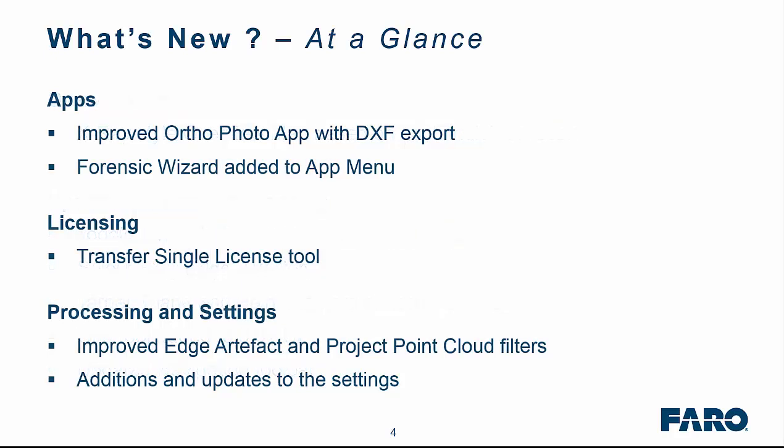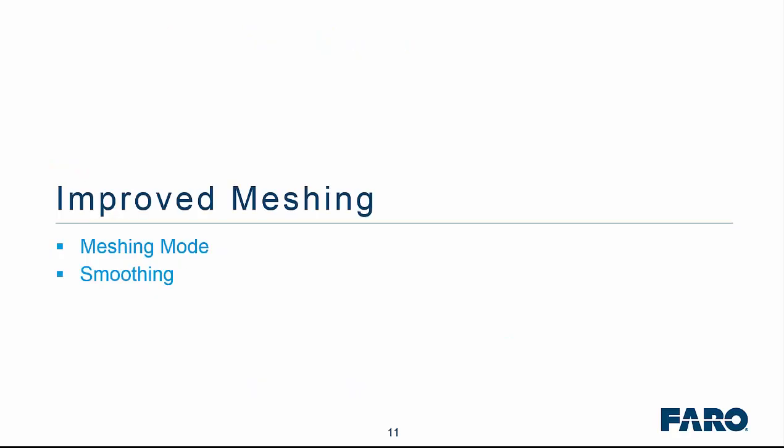With regards to apps, we've done some modifications and improvements to the orthophoto app, and we've also included the Forensic Wizard app in the application menu. From a licensing perspective, we can now transfer the license to another machine, and from a processing perspective, we've improved the edge artifact and point cloud filters, and we've made some additional updates to the settings. So firstly, we'll look at some of the meshing enhancements.